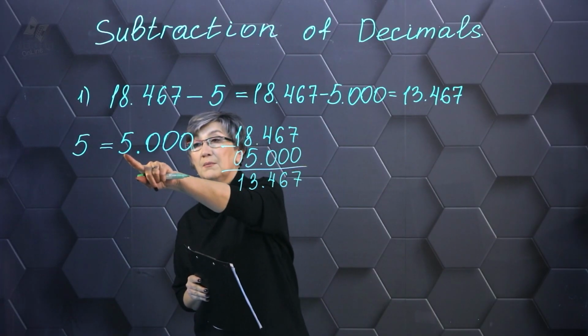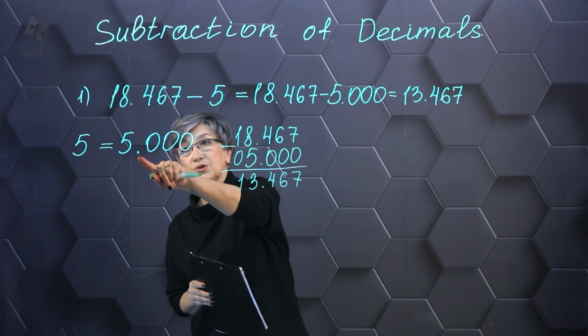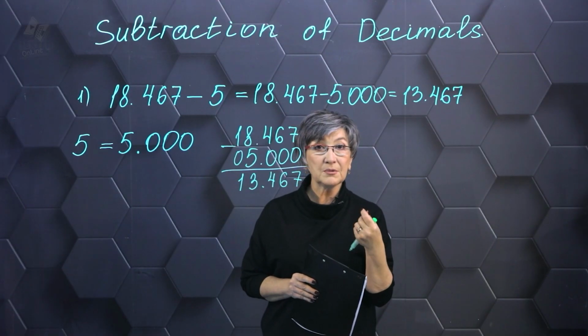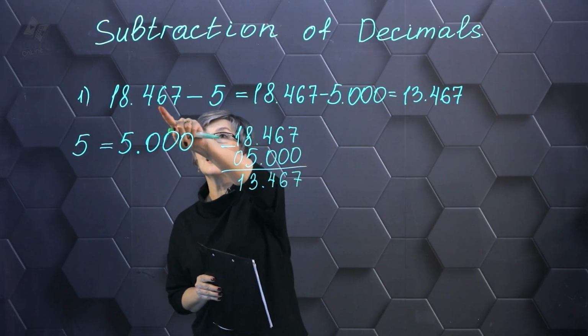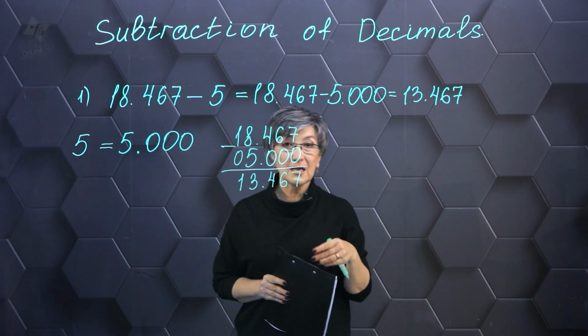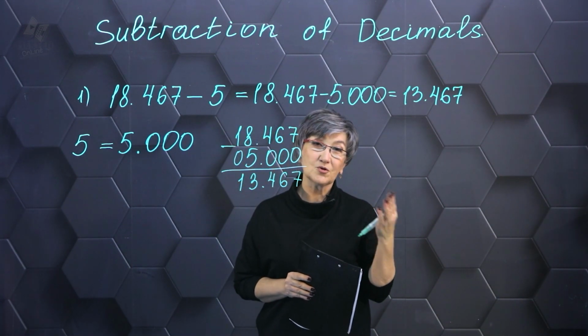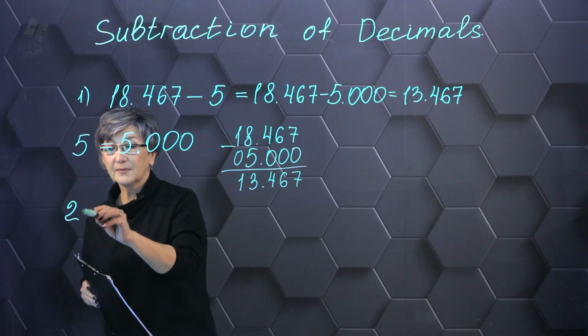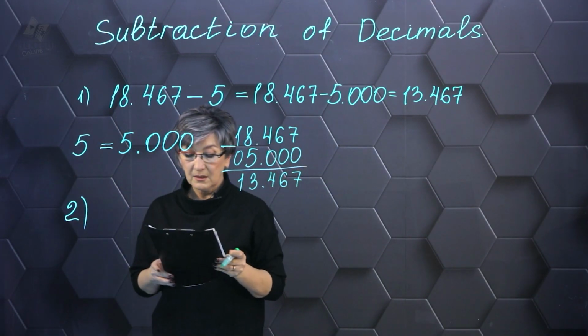So, in this example, we turned the natural number 5 into a decimal fraction. To do this, we separated the whole part with a dot and then wrote down the number of zeros that we needed. We counted the number of digits after the dot in our number and wrote down 3 zeros. And as a result, we got the correct answer. There's one more example that we're going to look at.